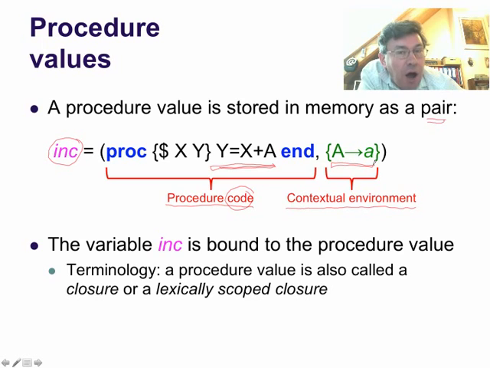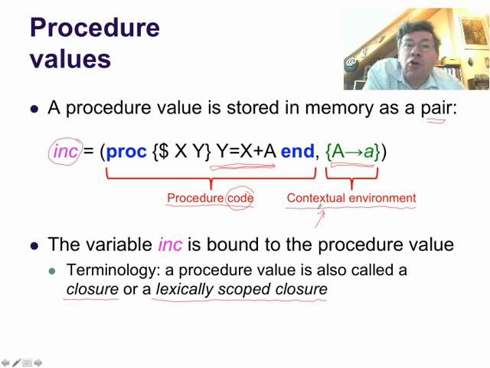And there is other terminology for this that is often used. A procedure value is often called a closure or even a lexically scoped closure because the contextual environment is determined through static scoping or lexical scoping. So the procedure values containing the contextual environments are an incredibly powerful concept, and in the next video we'll show some examples of what you can do with it.